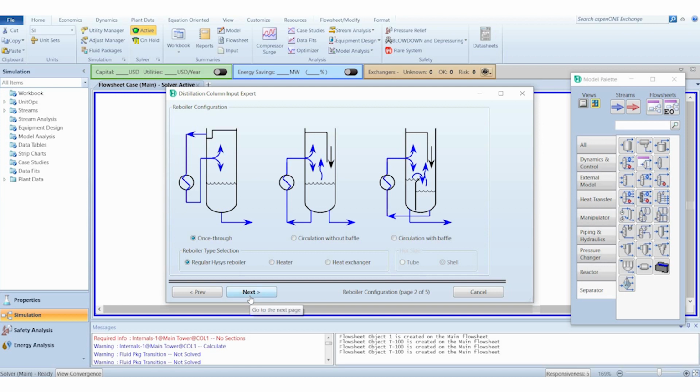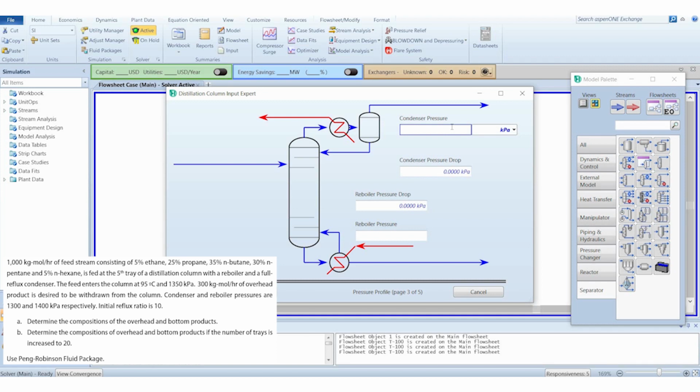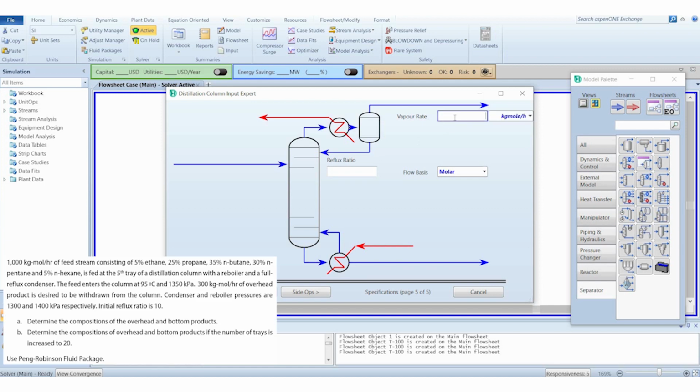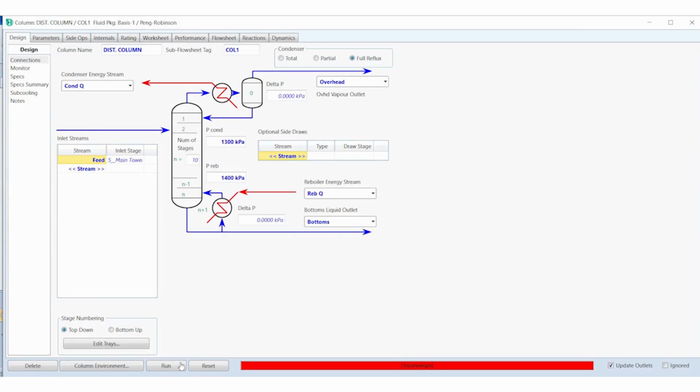Then we specify what reboiler configuration we should use. Then specify the pressures of the reboiler and the condenser. Then we indicate the product flow rates and the reflux ratio. In this case, the vapor flow rate is 300 kg/mol per hour and the reflux ratio is 10. Finally, we can now run our simulation.